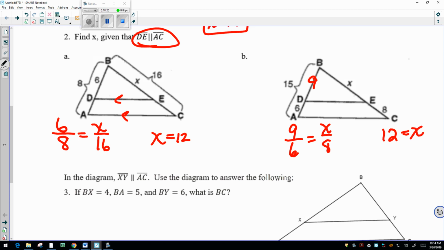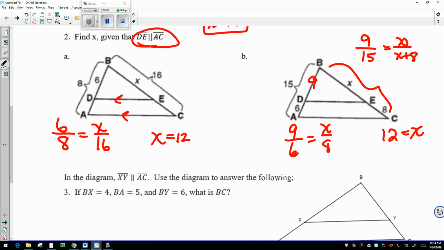You could also compare and make a ratio by comparing whole sides. So you could say something like 9 over 15 is equal to x over, how could I represent that whole side on that triangle? What would I have to do with the x and the 8? Add them up, so it would be x plus 8. Just be careful, because a lot of people like to tell me that's x times 8.